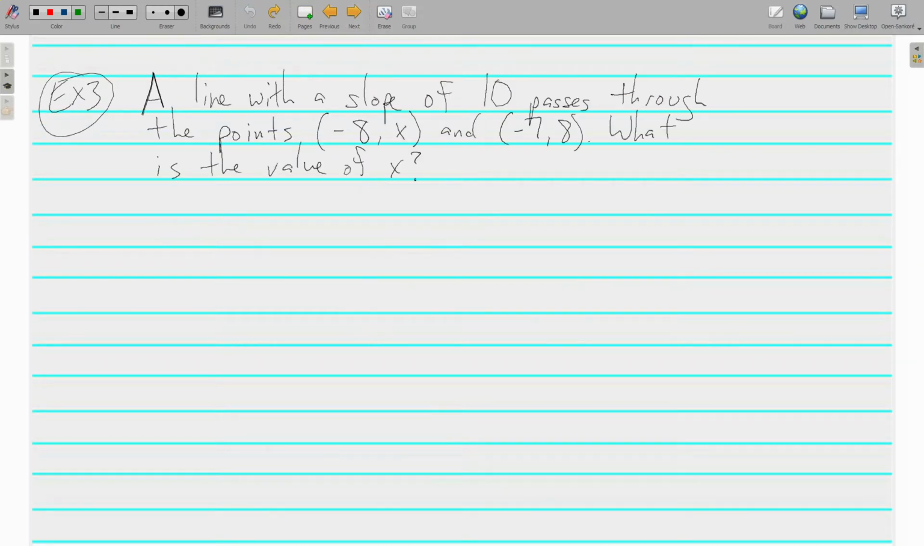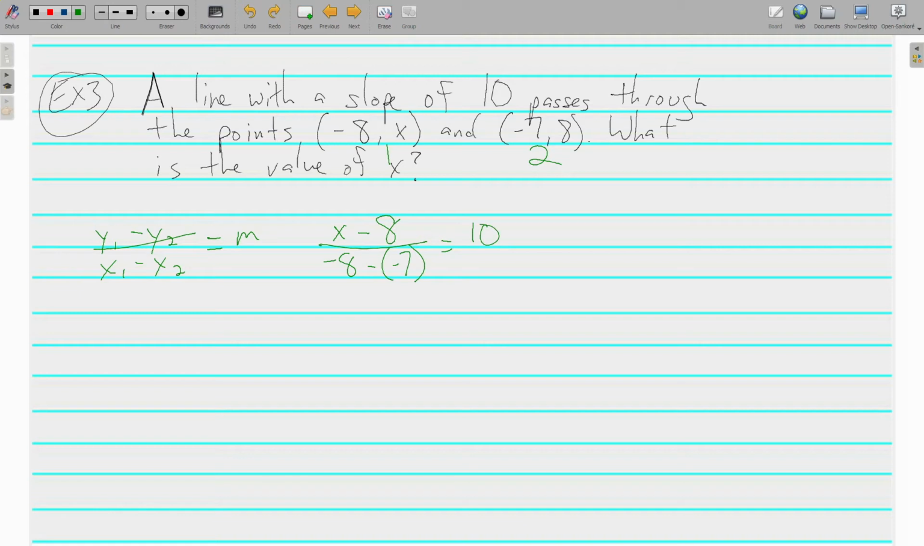This one's a little different. It says a line with a slope of 10 passes through the points -8, x, and -7, 8. What is the value of x? So here we know the slope, but we are looking for one of the ordered pairs. If we had a graph, we could throw it on a graph, but we're going to learn how to do this mathematically. For y1 minus y2 over x1 minus x2, it equals our slope, which we know this time. I'm going to make this point 1 and point 2. So point 1, we've got x minus 8 over -8 minus -7, and it all equals 10.